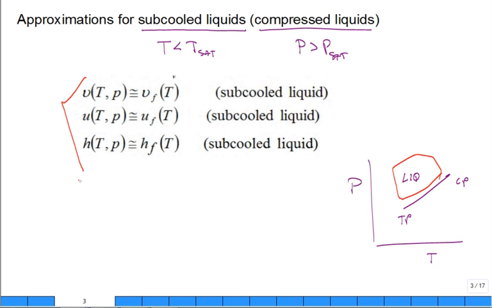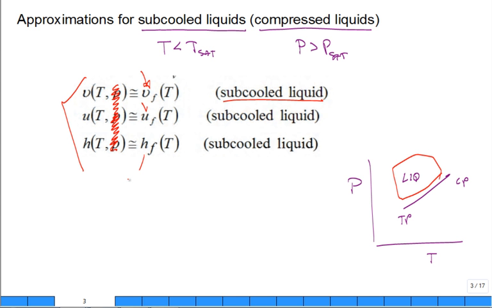This is what I responded to in the email questions. You use the approximation that for subcooled liquids, if you don't have good pressure data, or if it's close to the saturation pressure but slightly above it because it's in the liquid state, then you neglect the effect of pressure for V, U, and H. You just say, give me the value of the saturated liquid's specific volume, internal energy, and enthalpy as a function of temperature only. Okay, that's a great approximation.